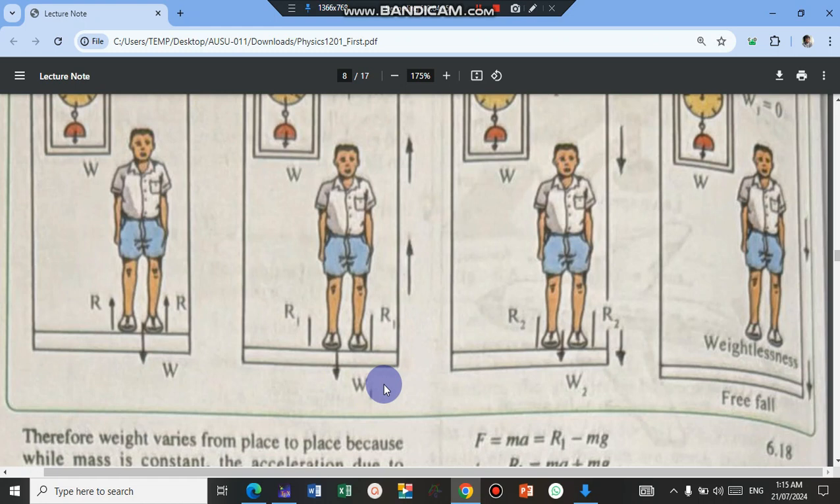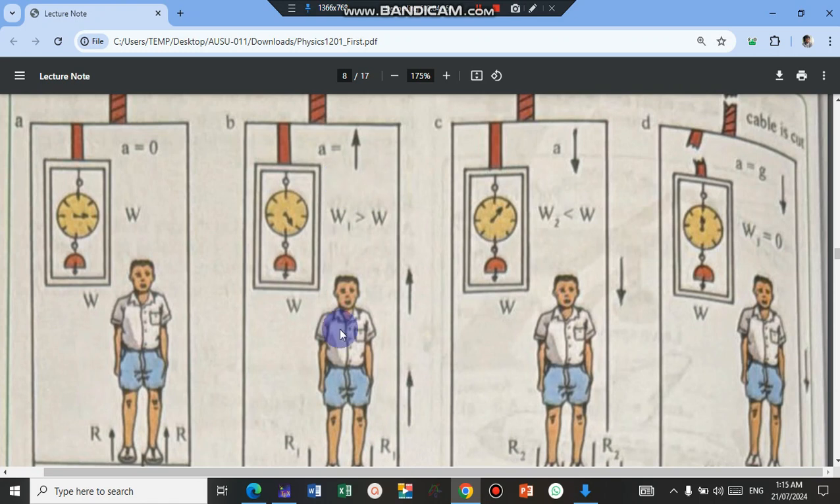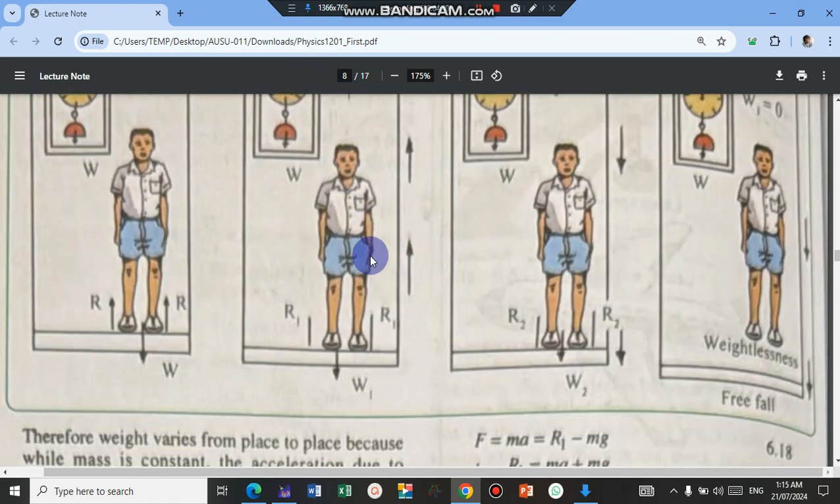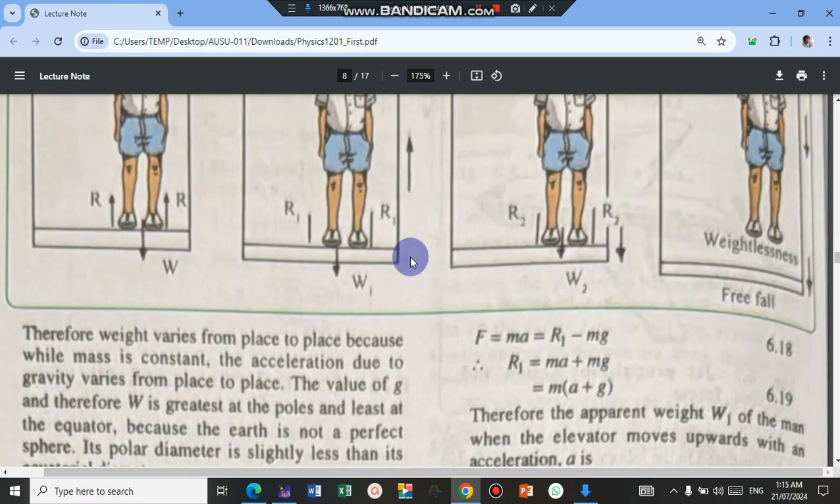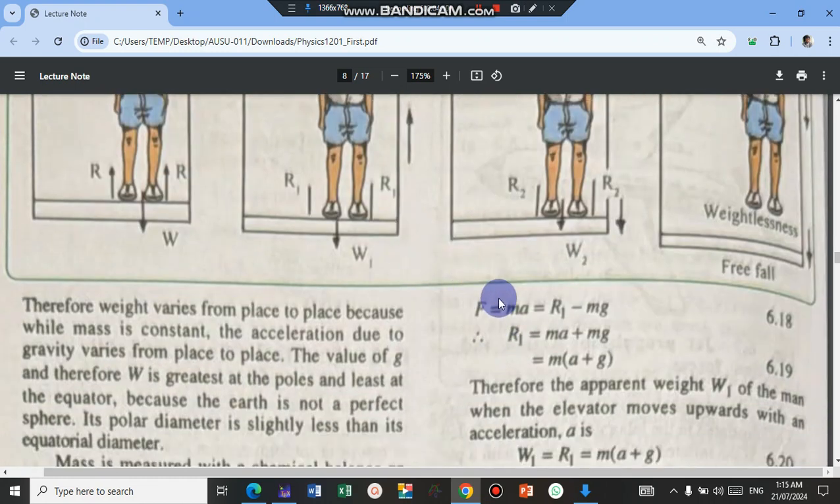So it means there is an unbalanced force. The two forces do not cancel each other. There is a resultant force, and the resultant force is equal to ma, the mass of the man times this acceleration. And how do we calculate the resultant force from here? The reaction here minus the weight will be equal to that ma. This is why they say the unbalanced force is equal to ma.